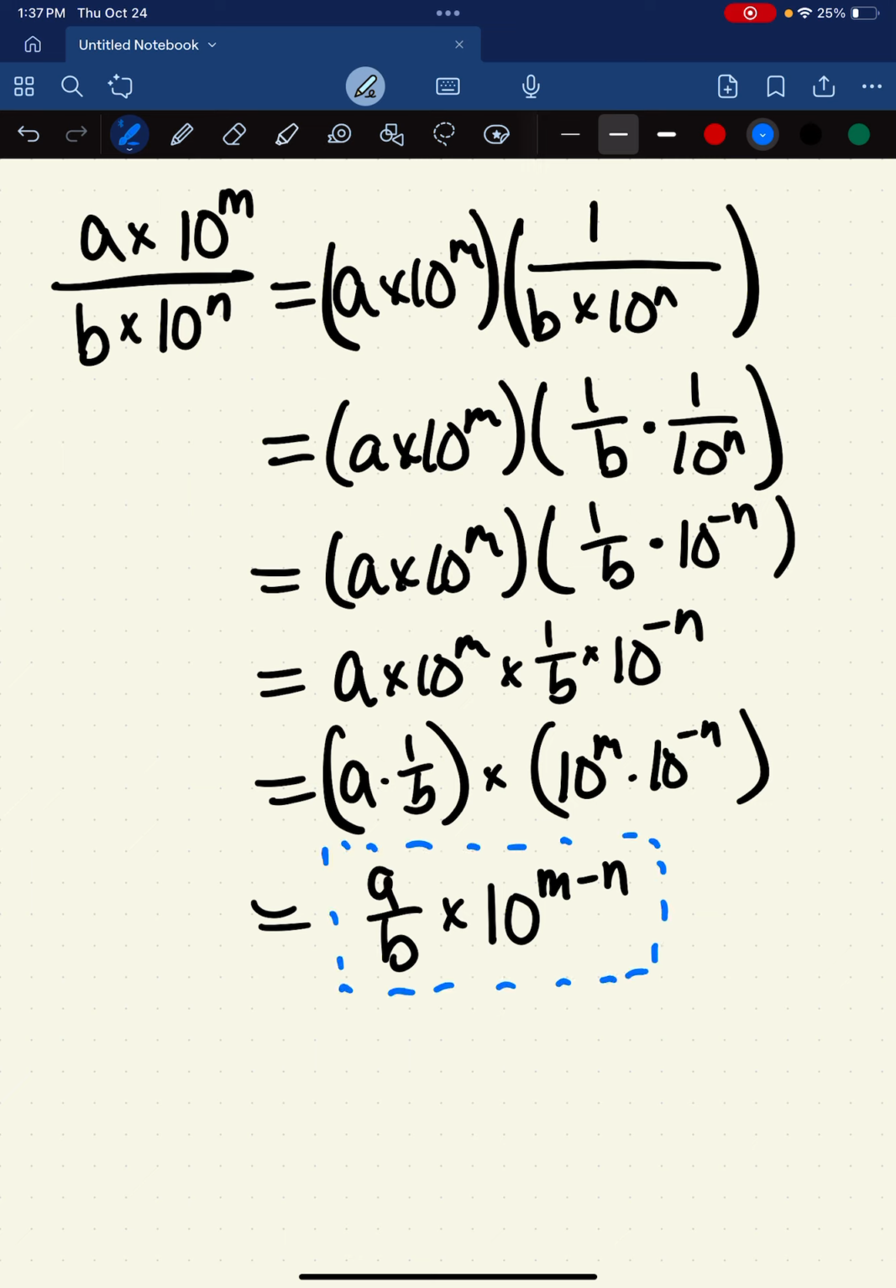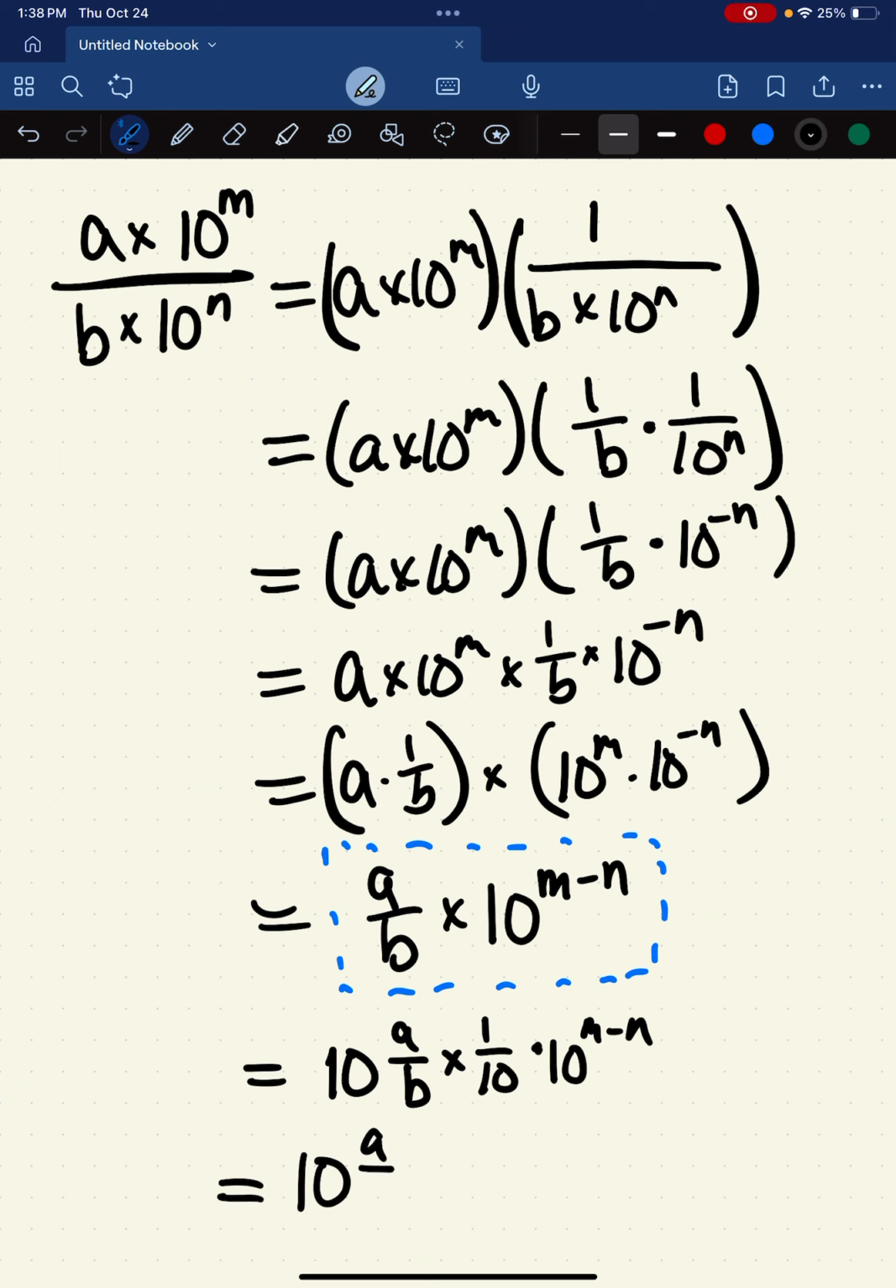what we possibly could do, so I'm going to kind of box this like this. We could need to multiply by 10. And if we do that, then we would have 10 times a over b times, if we multiply by 10, we have to divide by 10, right? 1 over 10 times 10 to the m minus n, which is 10 a over b times 10 to the m minus n minus 1. So it could be we need to take off a 10, or rescale, basically. It could be one of those two cases.